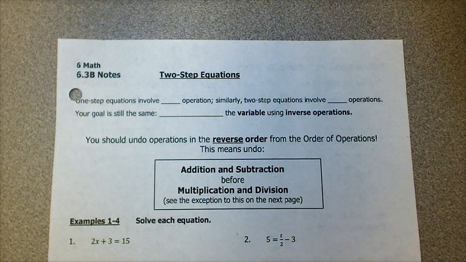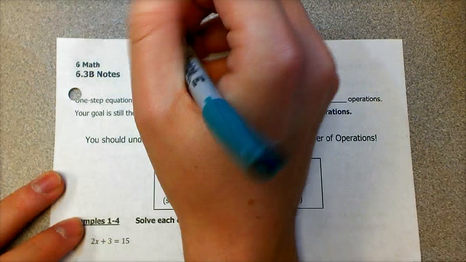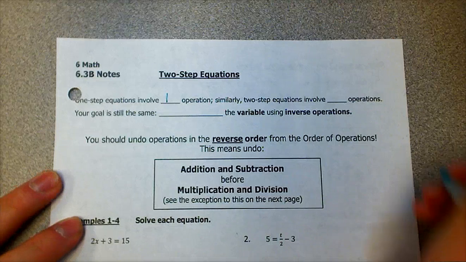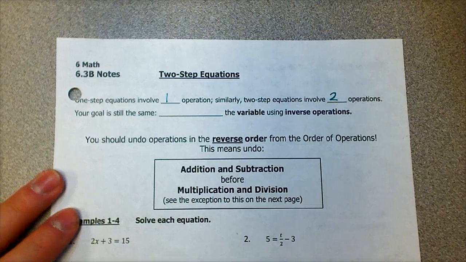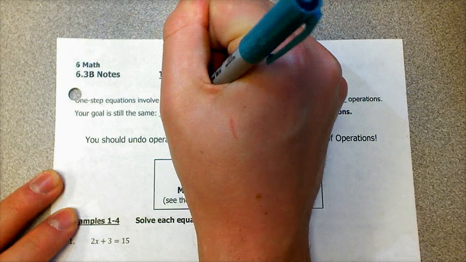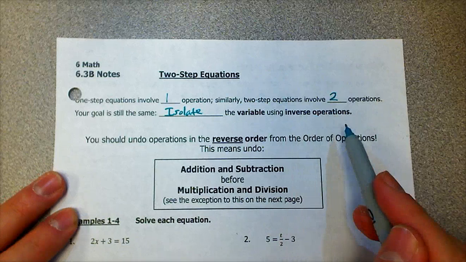Previously, we were looking at one-step equations, and so now we'll get a little bit more complex than that. One-step equations, the reason we call them one-step is because they only involve one operation. Two-step equations, similarly, involve two operations. The goal when solving two-step equations is still the same as one-step. We want to isolate the variable. Remember, isolate means get the variable by itself using our inverse operations.